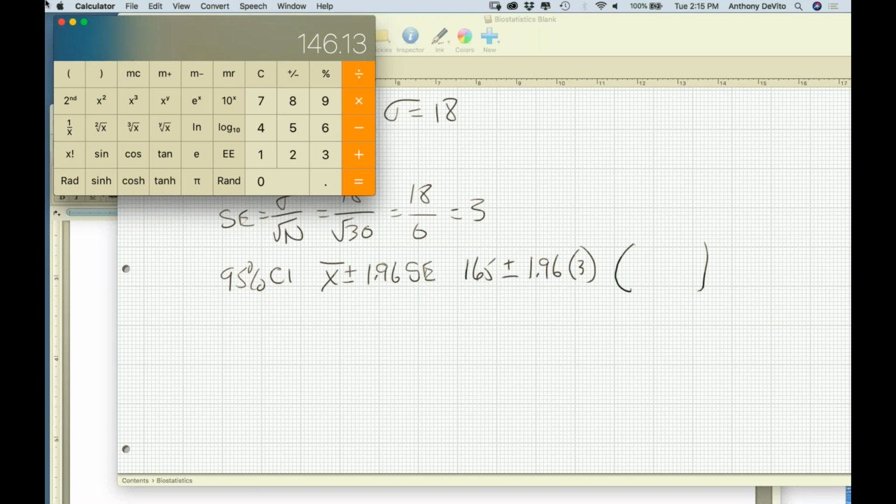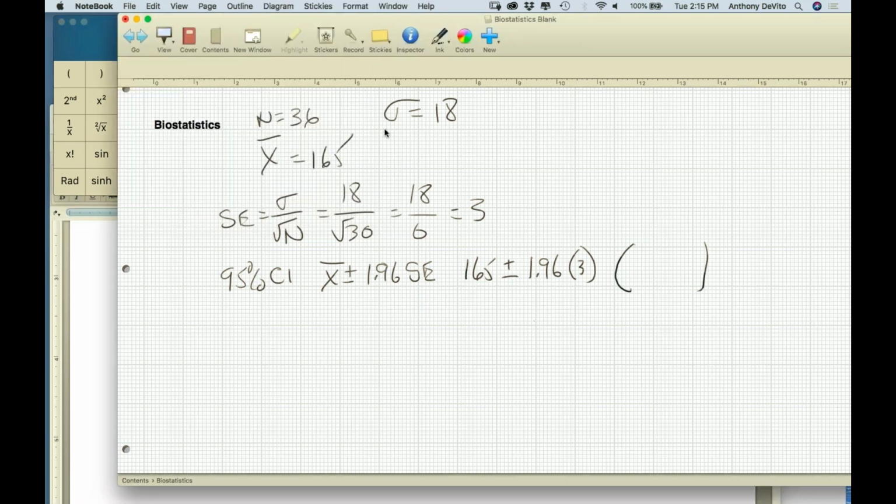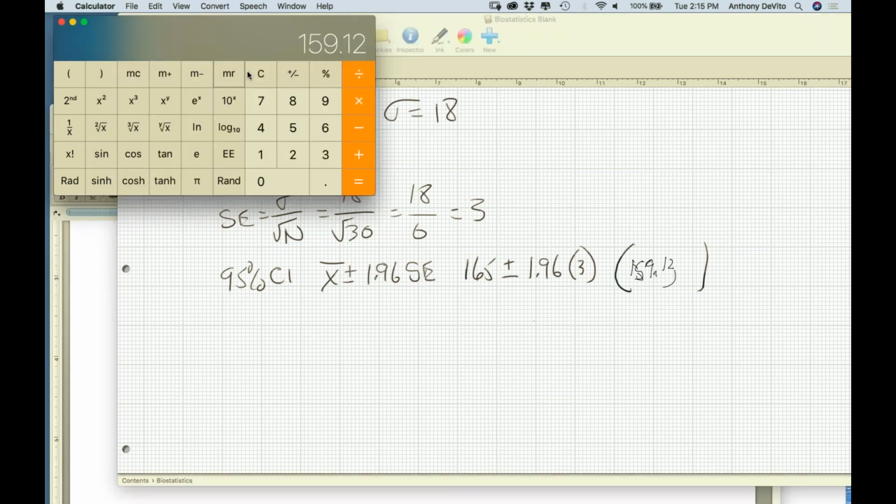Okay, I'm going to go ahead and work on this with you guys now. So let's see, I'm going to clear out this stuff here. It's going to be 1.96 times 3 is equal to 5.88. I'm going to put that into memory. Clear this, and it's going to be 165 minus that margin of error, which is 159.12.